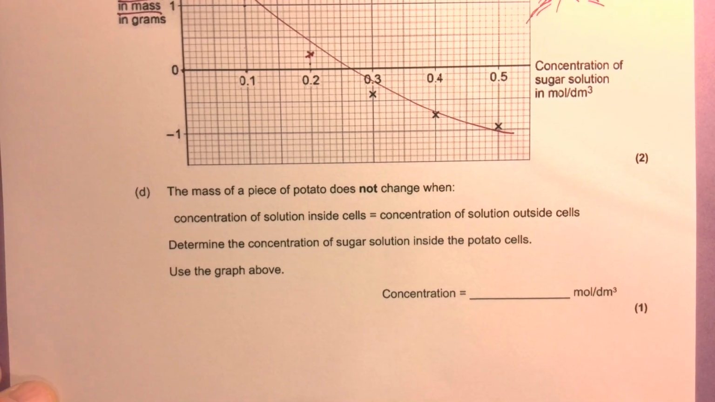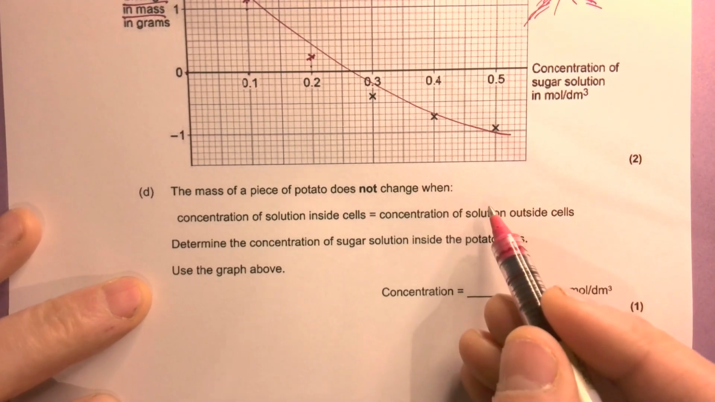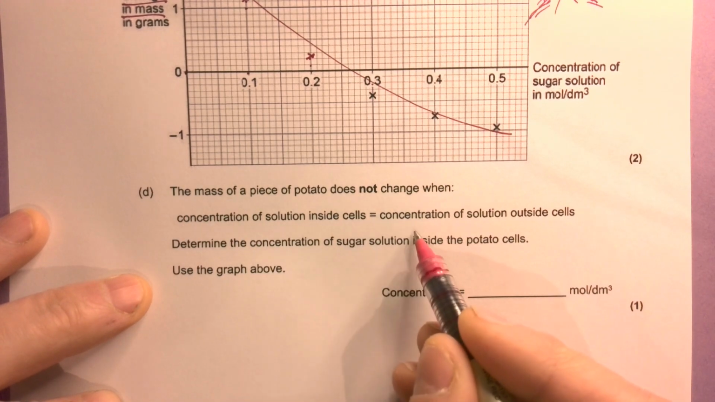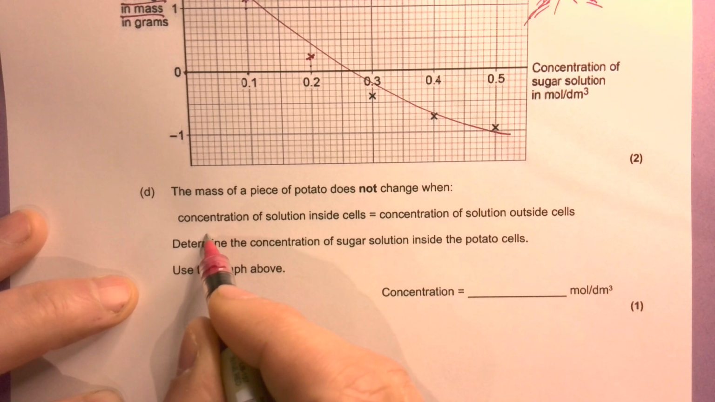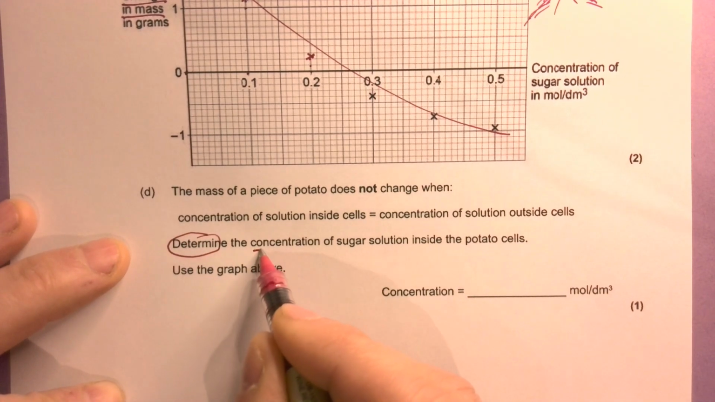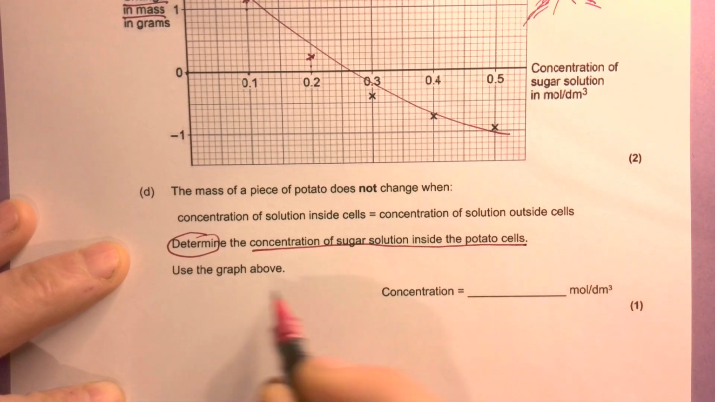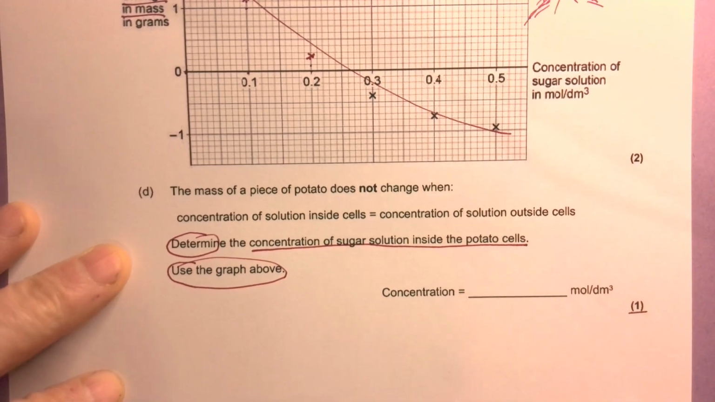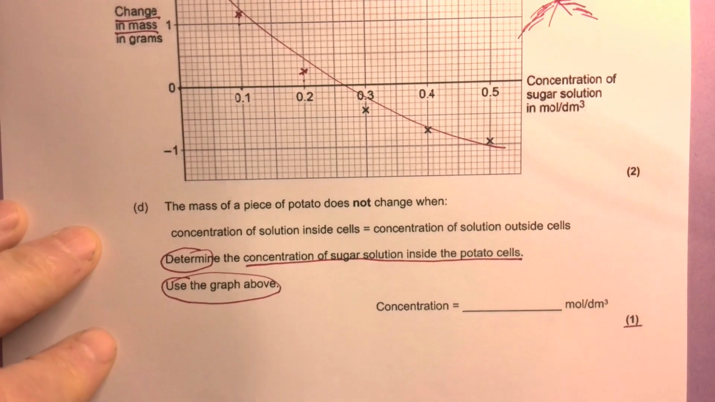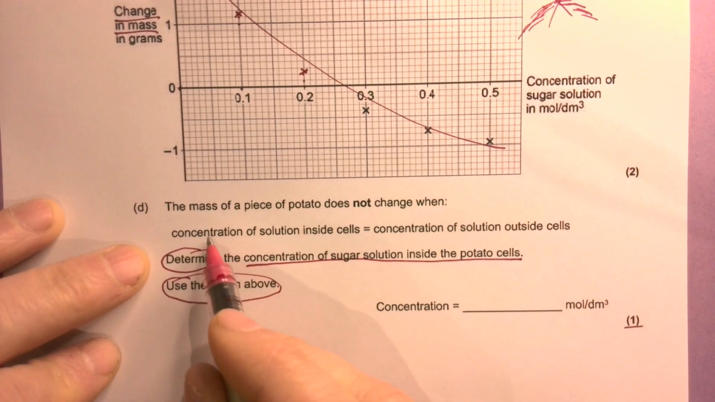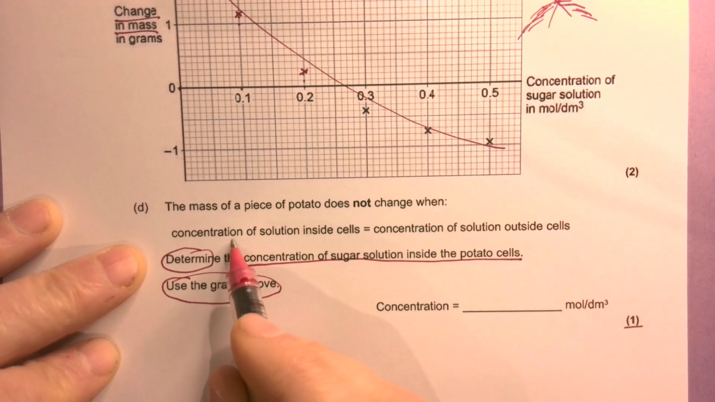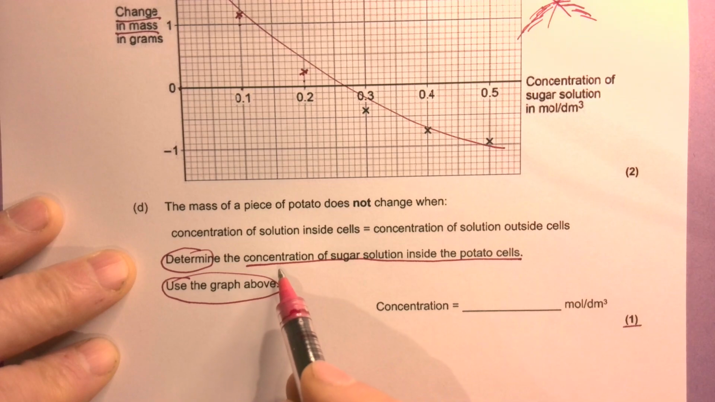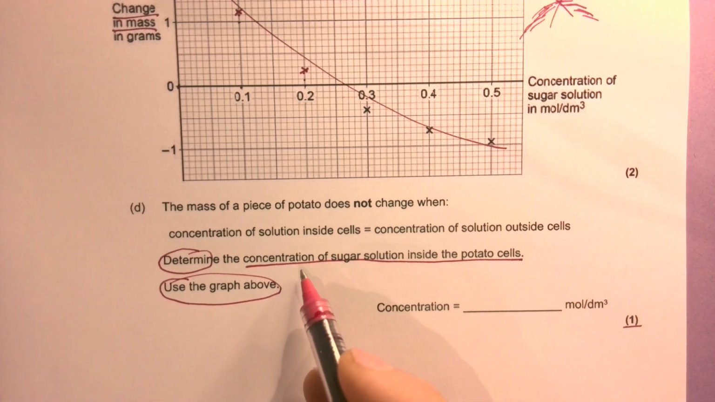The mass of the potato does not change when concentration of solution inside the cells equals concentration of solution outside the cells. Determine the concentration of sugar solution inside potato cells and use the graph above. It's worth 1 mark. So what I need to do from this is, the mass of the potato does not change when concentration inside the cell equals concentration outside. So determine the concentration of sugar solution inside the potato cell.